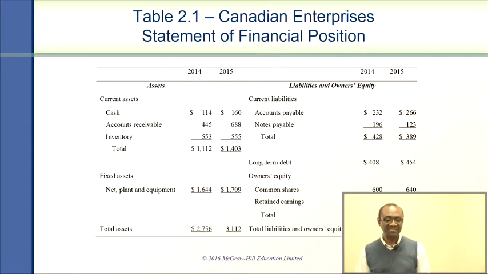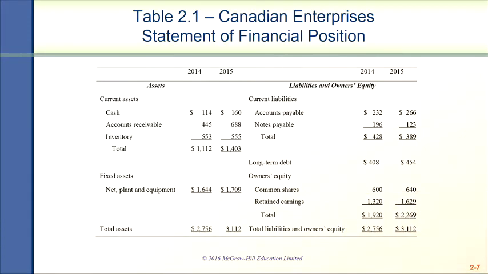Now, to look at what the statement of financial position looks like, we have this. The statement of financial position, as I said, in this example, Canadian Enterprises, has two comparative figures, dates, which are 2014 and 2015. So 2014 is the opening balance and 2015 is the closing balance. We have them side by side, and in that way we can compare the company's activities and also performance over the periods.